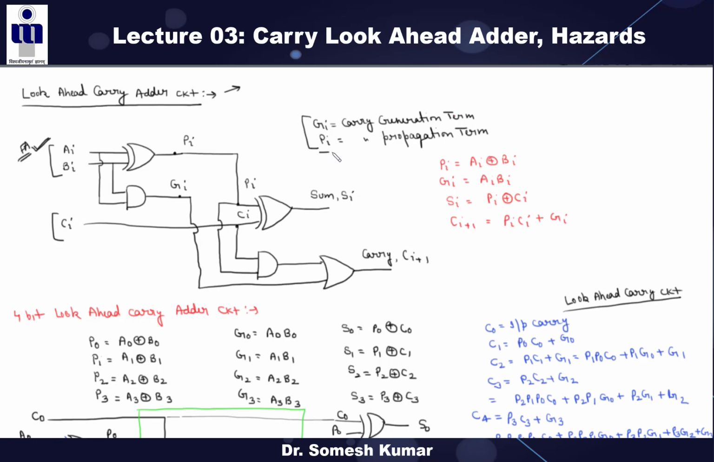Now here are the two terms. One I am denoting as Pi. Pi is the XOR of Ai and Bi. This is called the carry propagation term, right? In the next part we will discuss why it is called the carry propagation term. And here Gi is basically the carry generation term. Pi is Ai XOR Bi, and Gi is the carry generation term, which is Ai dot Bi. It is clearly seen, right?